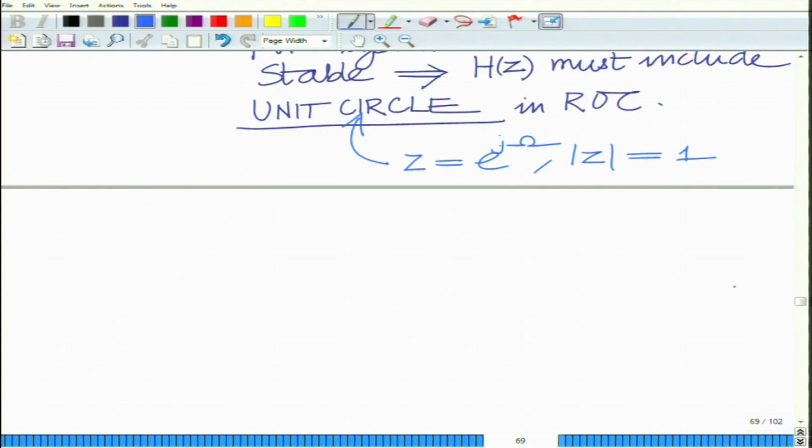Now, let us look at H for a stable system. Let us look at it for a BIBO stable system. Let us prove this, and the proof is very simple.